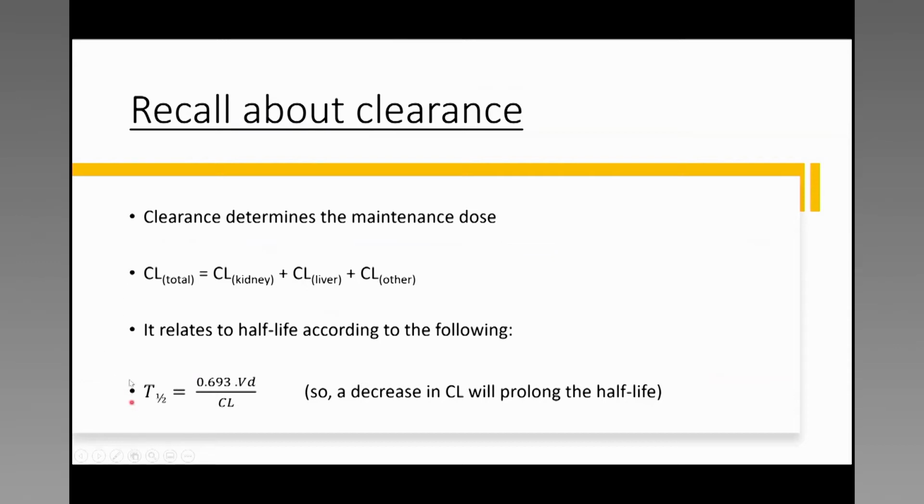Clearance relates to half-life as such. If the clearance goes down, then the half-life will go up, so it will persist for longer in the body. But I'm sure you're all aware of that.